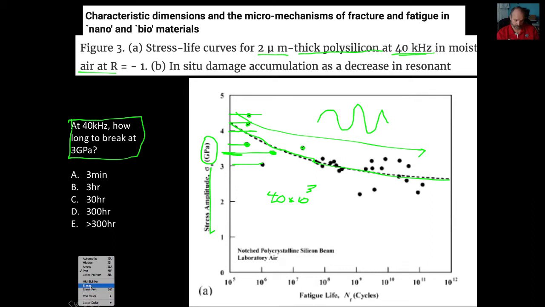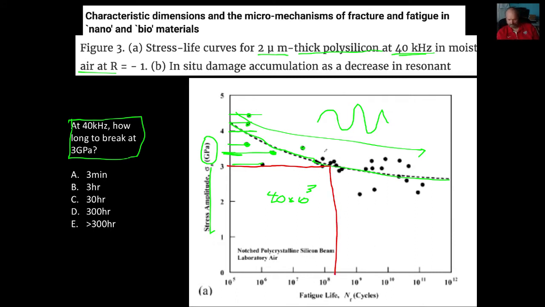Then I look at my 3 gigapascals, and I'm going to switch to another color. Red's good, it shows up. At 3, I'm going to go across. Well, it could fail here, but I'm going to go with this dotted line where the average is, and then come straight down. If I eyeball it, let's use a nice round number: this is 10 to the 8th cycles. Maybe it's even 4 times 10 to the 8th. We'll keep it simple. So we get 4 times 10 to the 8th cycles.